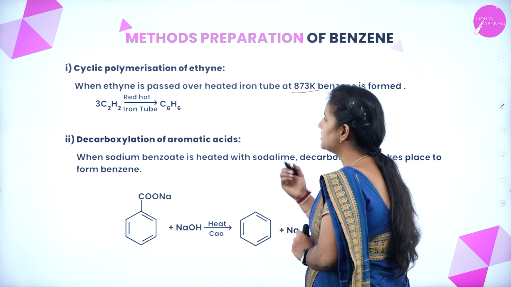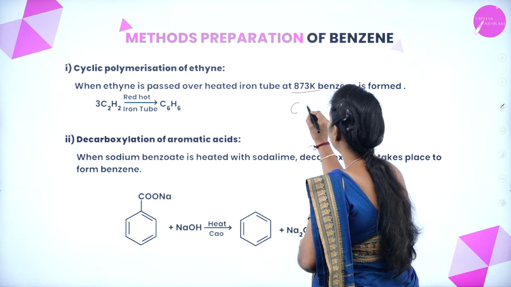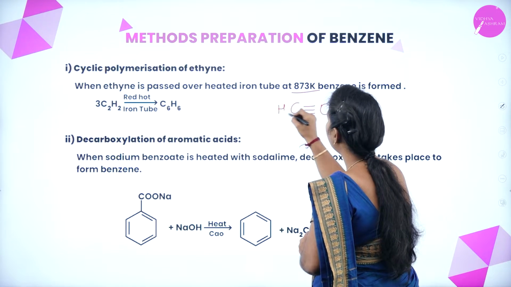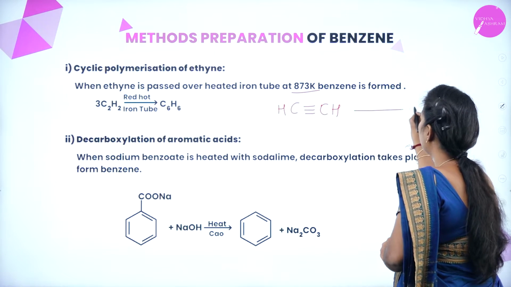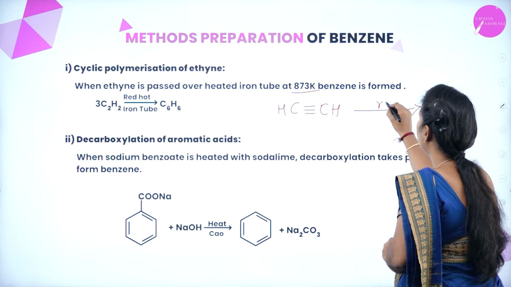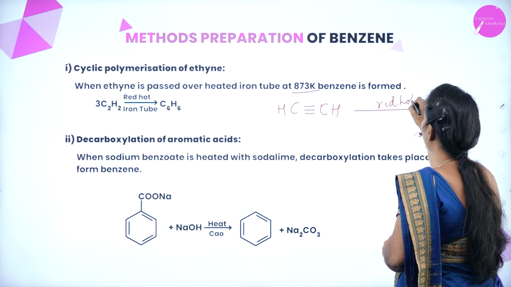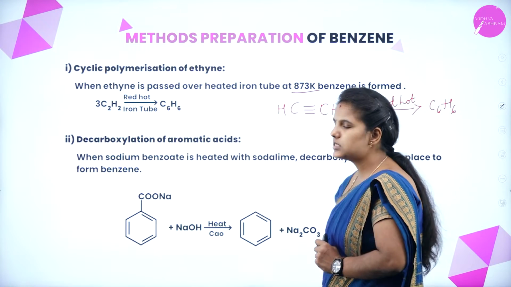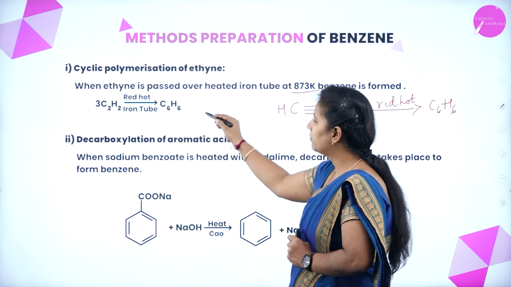So, what is the structure of ethine? We know that there is a triple bond between the 2 carbon atoms and there are only 2 hydrogen atoms. If you pass it through the red hot tube, it forms what? The benzene ring, that is C6H6, will be formed.